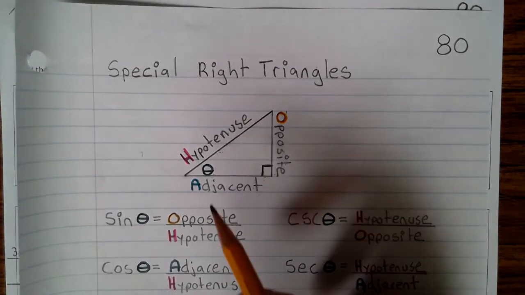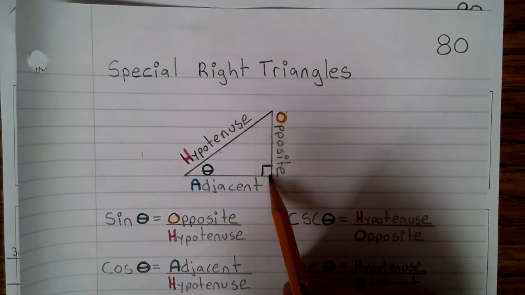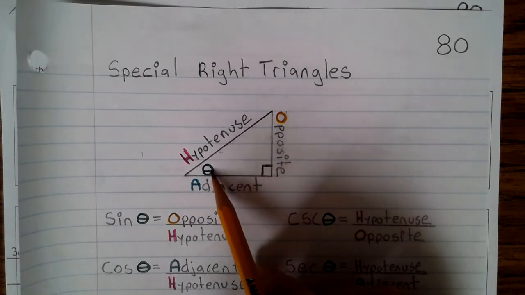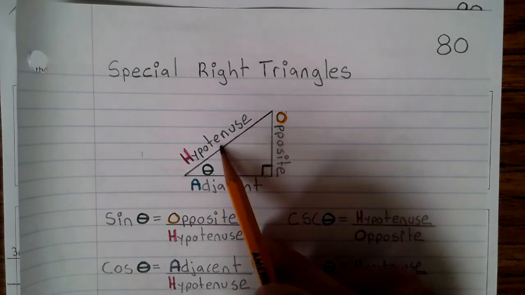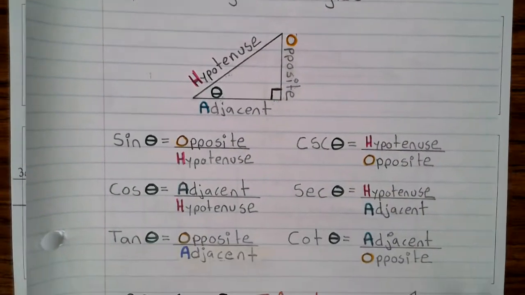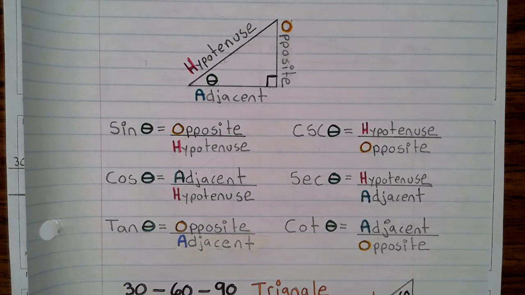So you have the right triangle with the right angle, and you have the angle theta. Now, this is the opposite side, the adjacent side, and the hypotenuse. So your trig functions are sine of theta is equal to the opposite over hypotenuse, cosine of theta is equal to adjacent over hypotenuse, and tangent of theta is equal to opposite over adjacent.